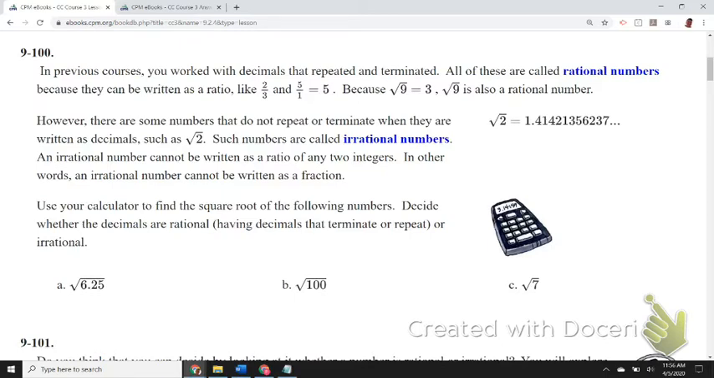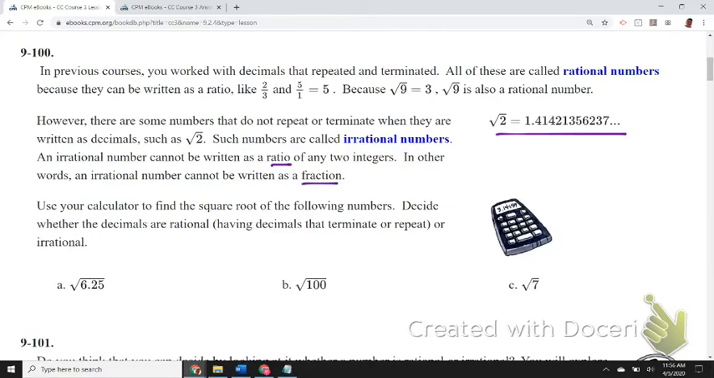So if you look at that example right there, it's printed on the right, that is an irrational number because the square root of 2 is 1.414213562237 dot dot dot. It goes on forever. There's no pattern that allows you to predict the next number. An irrational number cannot be written as a ratio of any two integers. In other words, an irrational number cannot be written as a fraction. So again, at this point you should be able to identify that ratio and fraction are the same thing.